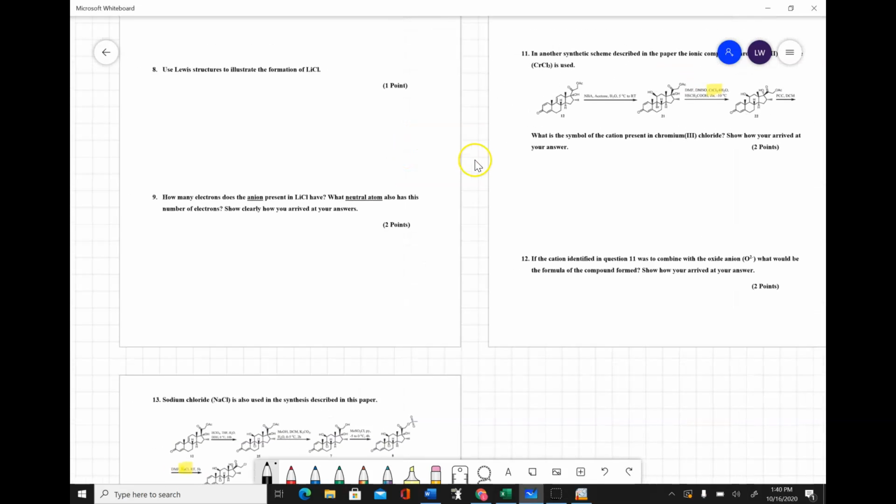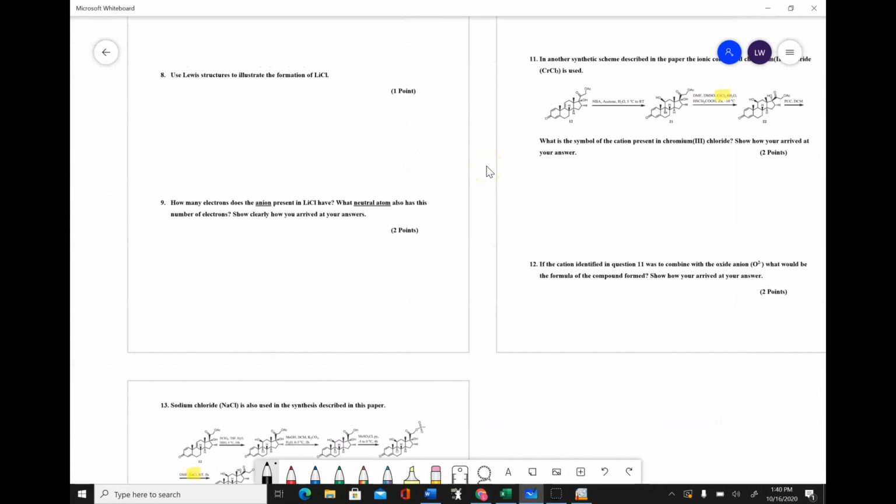So question 8 asks, use Lewis structures to illustrate the formation of lithium chloride. When we write Lewis structures to show how an ionic compound like lithium chloride is formed, we write the Lewis symbol for the metal first. Lithium is in group 1A, which means it has one valence electron, so it gets one electron in its Lewis diagram. And then chlorine is in group 7A, so it has 7 valence electrons, and it gets 7 dots in its Lewis diagram.